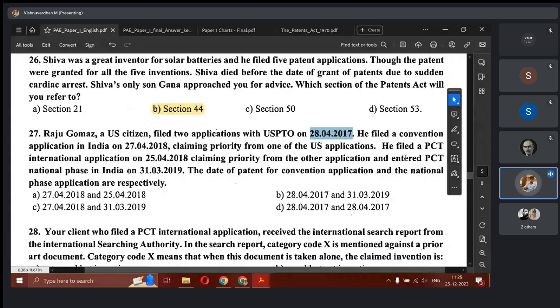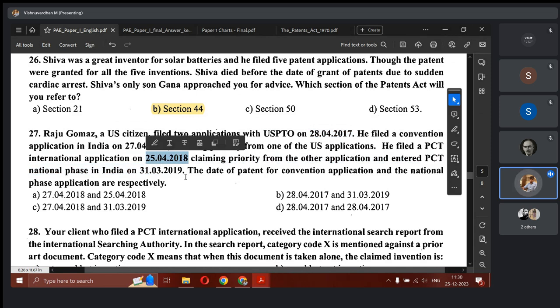He filed a PCT international application on 25/4/2018. So I think this date is there just to confuse us. It's not really relevant because 25th April is much before that also. 2 days before that only, he has filed a PCT application claiming priority from the other application and entered PCT national phase in India on 31 March 2019. So this whole thing I think is irrelevant. What he has done is, in April 2017, he has filed a US application. And then in April 2018, he has filed a PCT application.